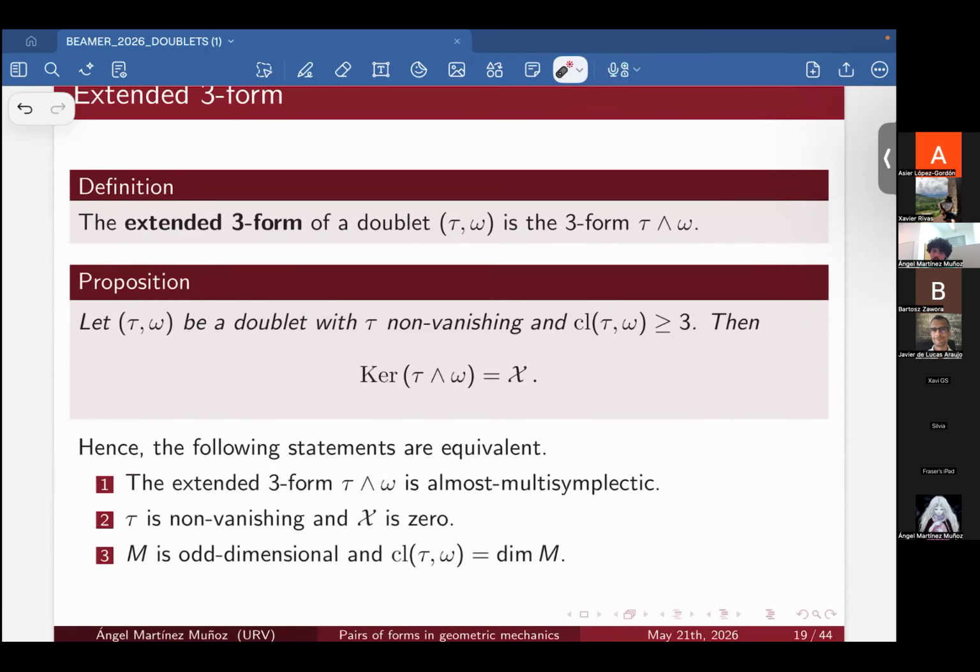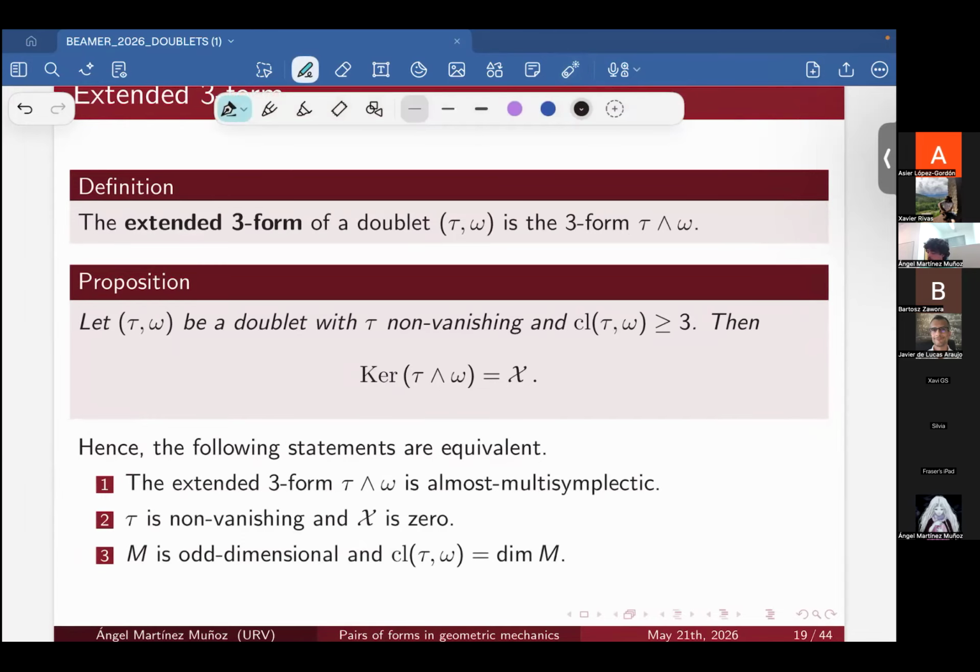So this also gives you a nice result, I think, which is that the extended three form is almost multisymplectic if and only if tau is non-vanishing and the characteristic distribution is 0, and this is equivalent also to M being odd dimensional and the class being equal to the dimension of the manifold.